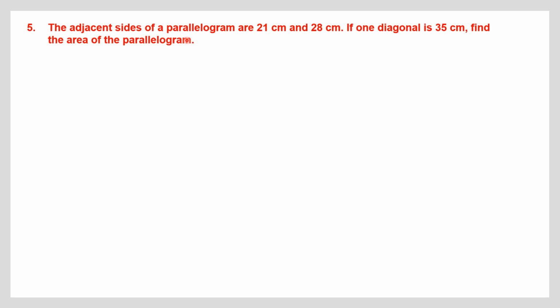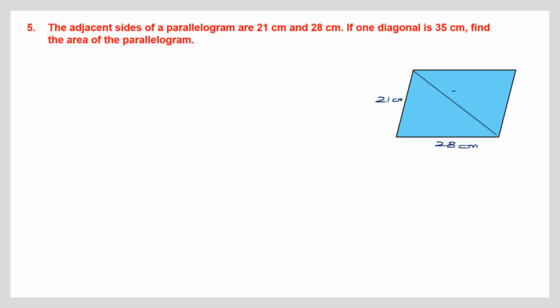Question 5. The adjacent sides of a parallelogram are 21 centimeters and 28 centimeters. If one diagonal is 35 centimeters, find the area of the parallelogram. So we'll draw a parallelogram here. The adjacent sides are 21 centimeters and 28 centimeters, adjacent sides, not the parallel sides. And one diagonal is 35 centimeters. Since this is a parallelogram, if this is 21, this side is also 21. If this is 28, the opposite parallel side is also 28.